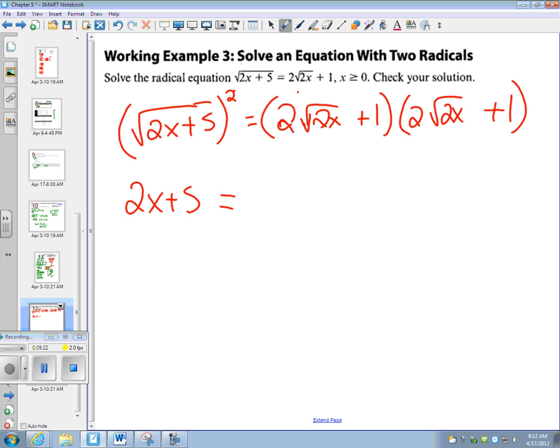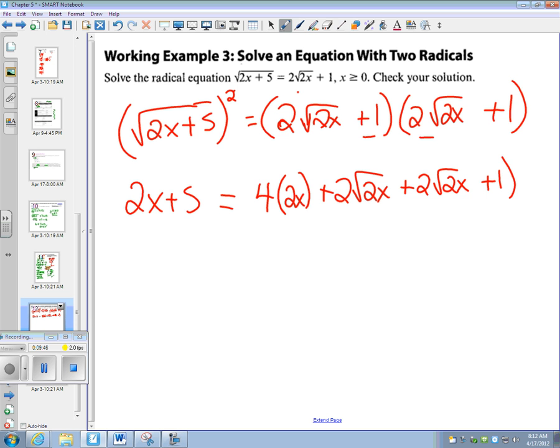Okay, so my first term, 2 times 2 is 4. The square root of 2x times the square root of 2x is just 2x. So I did my first FOIL outside, so I get plus 2 the square root of 2x, because it was just times 1. Outside. Inside, I get that same term again. And last, I get 1. Okay, so now I just need to simplify this side. 2x plus 5 is equal to 4 times 2x is 8x plus 2 root 2x, and 2 root 2x, I have 4 root 2x, and I have a plus 1.